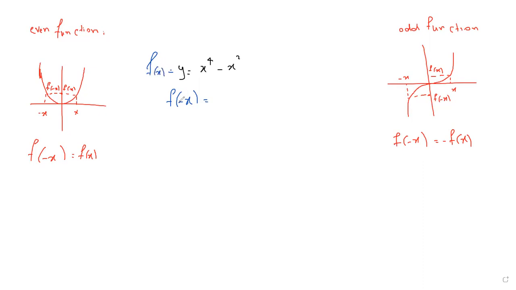To find f of negative x, whenever you see x, you put negative x, right? So here is negative x to the power of 4. Instead of the x here, I can put negative x again to the power of 2. You already know a negative to the power of 4 will become positive, minus, again, a negative number to the power of 2, because the power is even, turns to positive. As you see, I got back my f of x, right?